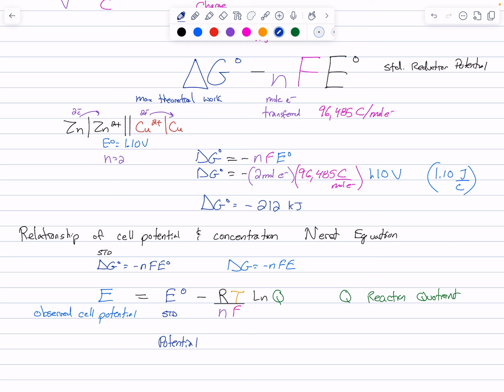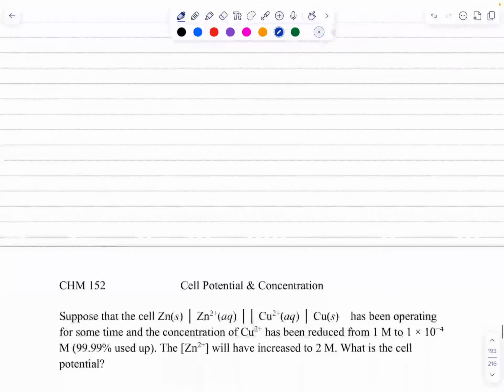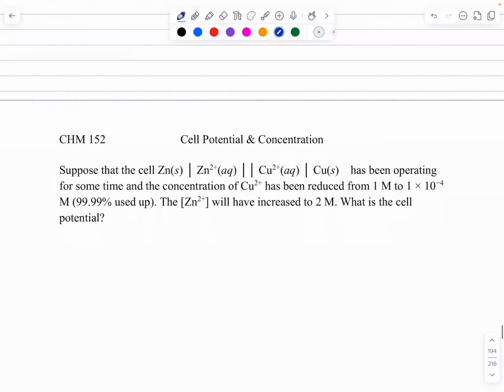All right, so once I get this written, that's what we have for cell potential and concentration. Let's do an example. Let's say our battery, our Daniell cell, has been going on for a while, and the concentration of copper 2+ is reduced from 1 molar to 1 times 10 to the negative 4 molar, and zinc is basically 2 molar. What's the cell potential?